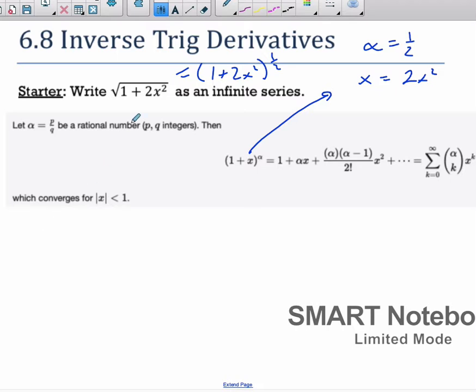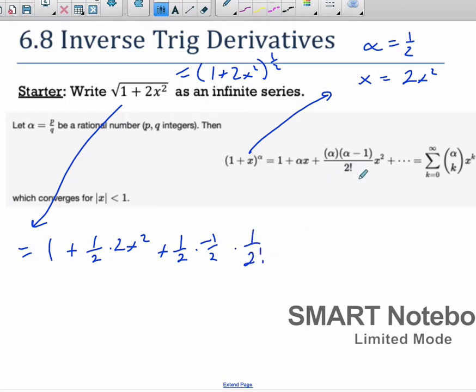That's pretty easy. That's always the first term. Plus alpha x, so that's half times 2x squared. And then next we're going to have alpha times alpha minus 1 times 1 over 2 factorial times x squared, which is actually 4x to the power of 4. And they don't tell you how many terms there are, but I'm going to do one more.